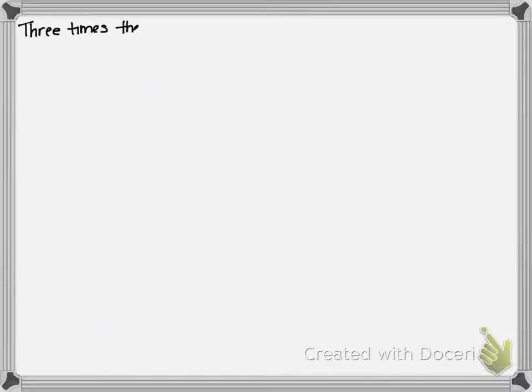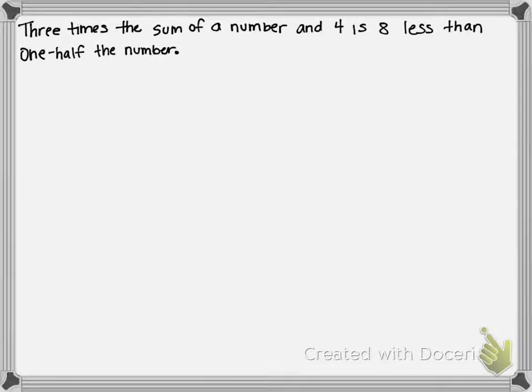Alright, next problem. Oh, these, you'll see some of these even on your TSI test. A lot of students have a hard time with these just because of the way it's worded. But here we see 3 times the sum of a number and 4 is 8 less than 1/2 the number. Write and solve an equation to find that number.